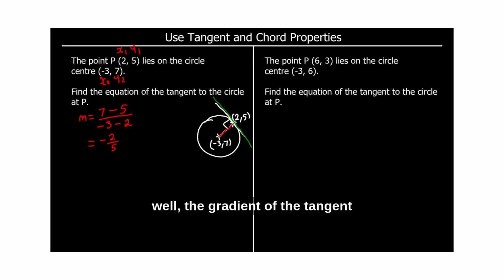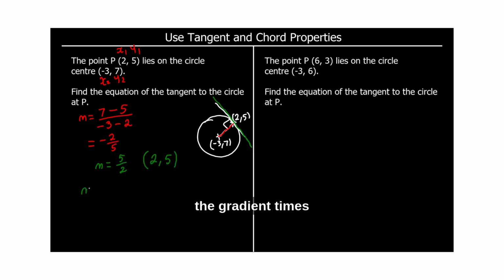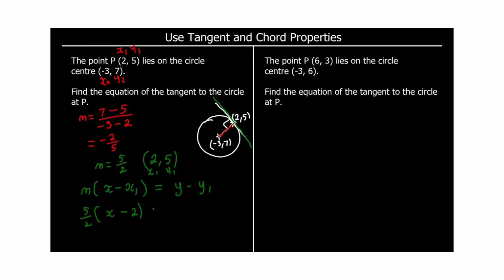Then we can say the gradient of the tangent is a negative reciprocal. So flip a minus: 5 over 2. And we know a point on that line, which is (2, 5). So we can just substitute it in to the gradient times x minus x1 equals y minus y1. So just substitute in x1, y1, and m, and that is the equation of the line.